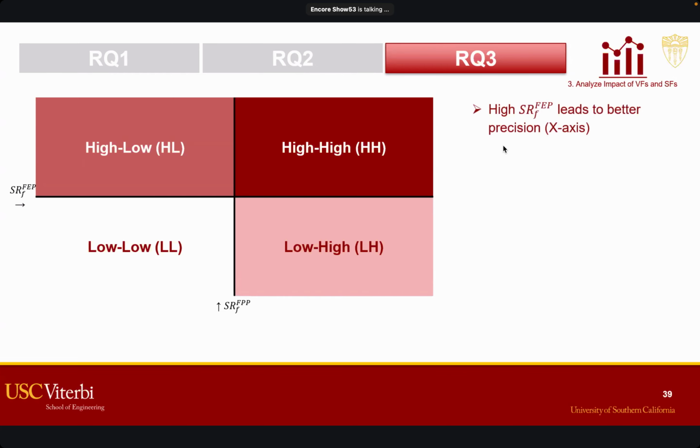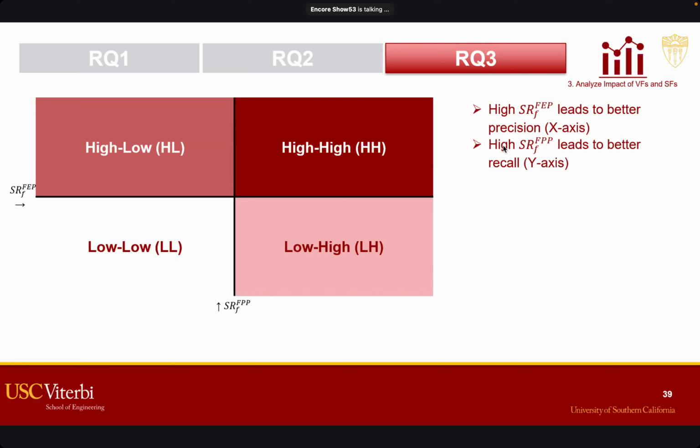And how you want to read it is, if you have a high satisfaction rate for FEPs, that means your precision is more stable, which means even if you miss some vulnerabilities in your data set, if you predict a vulnerability, it's likely going to be true. Conversely, if you have a high satisfaction rate for FPPs, that means you have a better recall retention, which means you're likely to catch vulnerabilities if they exist, even if you give some false positives.